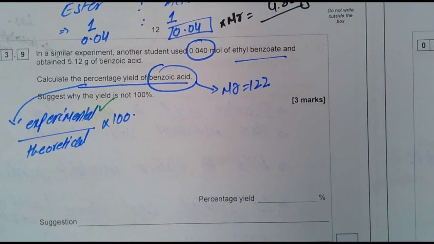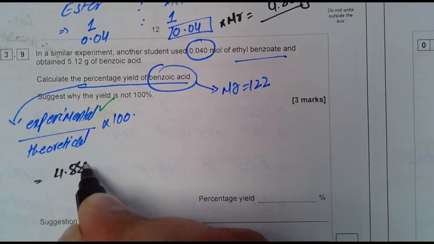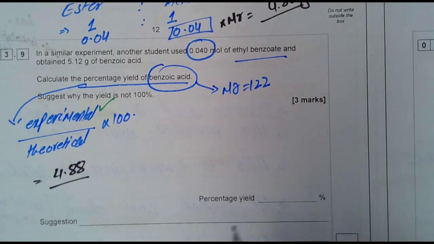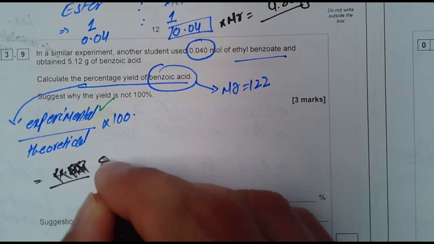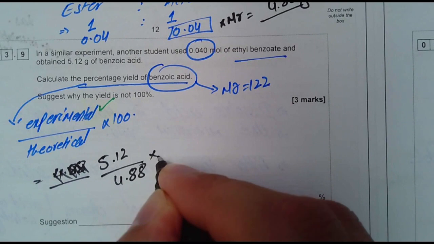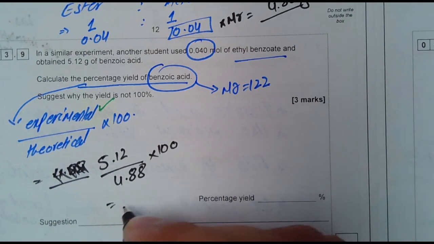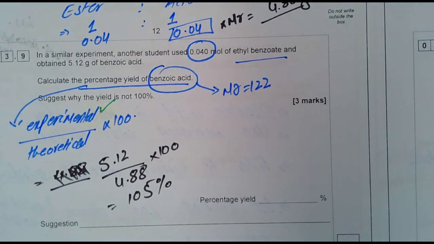Okay, now if I plug these values in, I'll end up with 4.88 divided by, what's the value of theoretical? Should be 5.12 because that's experimental, divided by 4.88 times by 100. And if you do that, you'll end up with 105%. Now it's clearly an impossible thing to happen. The maximum thing that you can get is 100%, and that's not even possible, right? Because there's always some waste product.